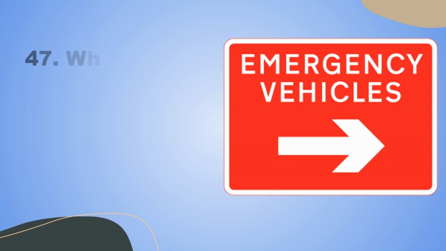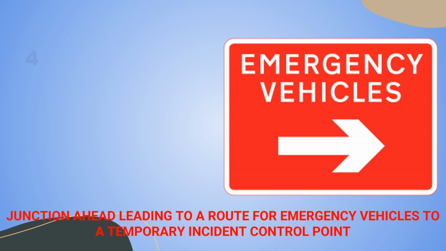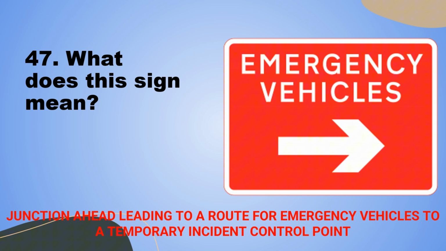Number 47. What does this sign mean? This is like a bold red, and it says on it emergency vehicles. Junction ahead, leading to a route for emergency vehicles to a temporary incident control point. So in this particular instance, you would be directed on the right.